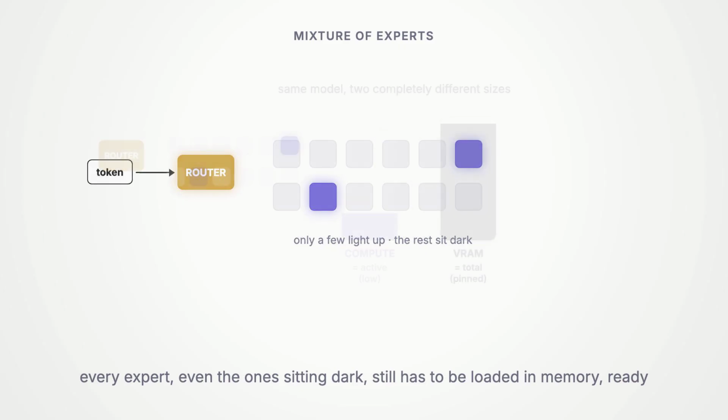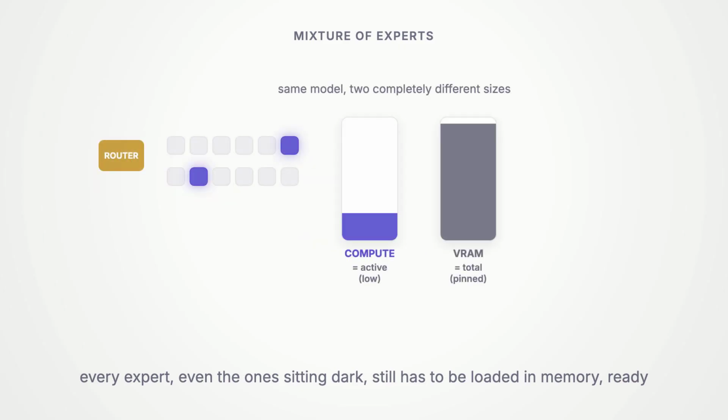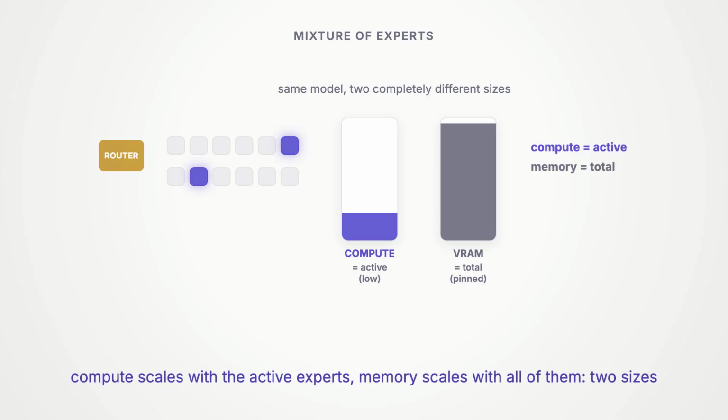Watch what this does to our 2 meters. The work done, the compute, only counts the few experts that actually fired, so it stays small and the model answers fast. But the memory meter does not move. Because here is the catch that trips up almost everyone. Every expert, even the one sitting dark, still has to be loaded in memory ready in case the very next token routes to it. So compute scales with the few active experts. Memory scales with all of them. One model, 2 completely different sizes.